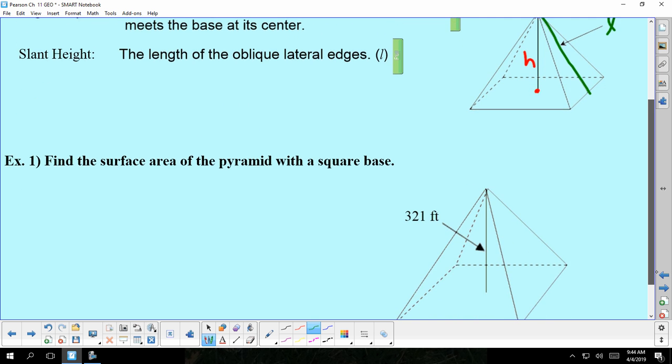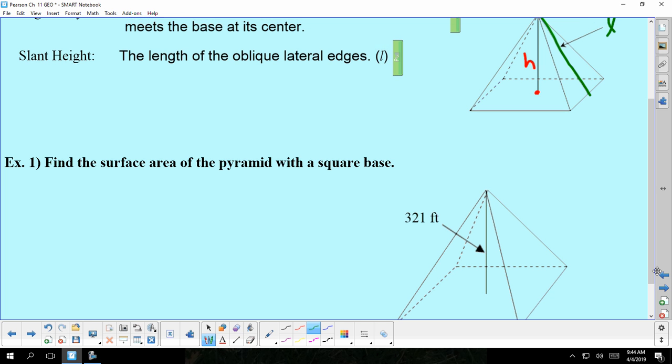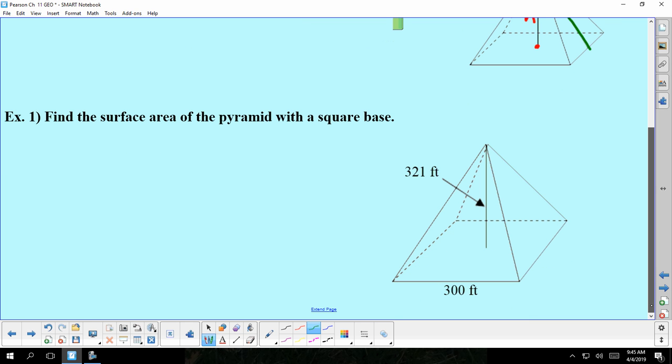Next, let's find the surface area of a pyramid with a square base. So what I'd like you to do is draw a net of this. Find the area of each of the four triangles, and then find the area of the square on the base.